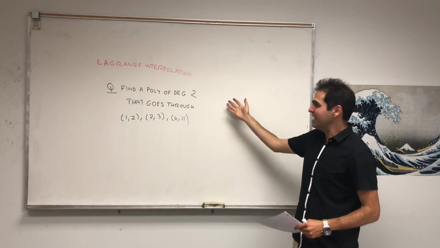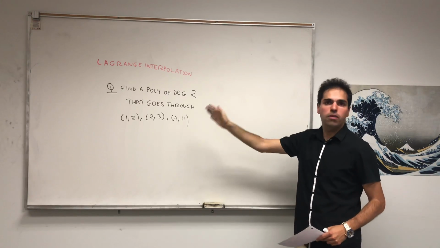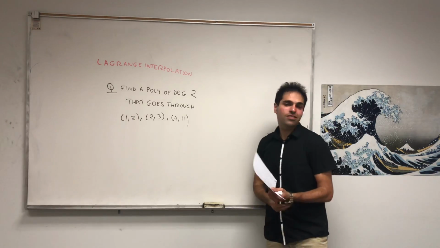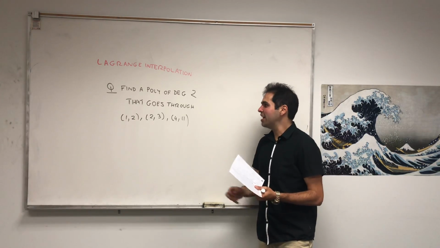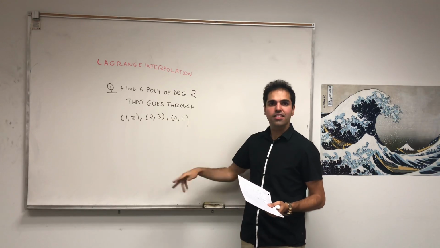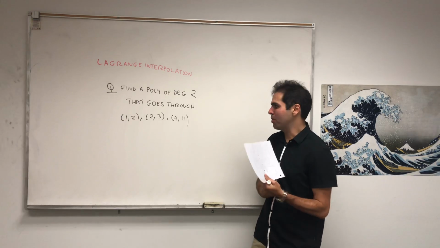And the question is, find a polynomial of degree 2, so a parabola, that goes through the following 3 points. So we will indeed show that if you give, let's say, n plus 1 points, there's a unique polynomial of degree n that goes through those points.